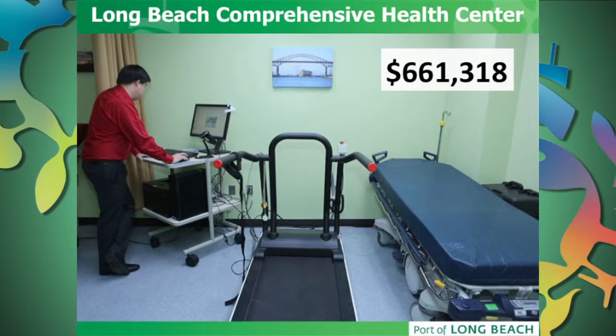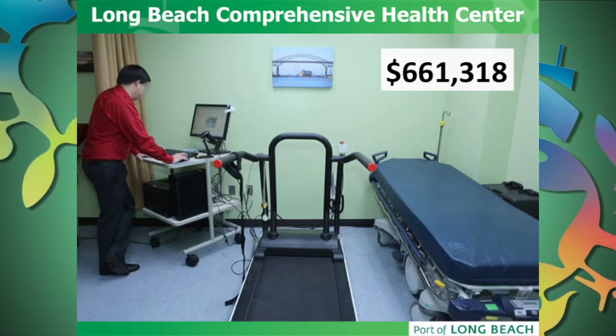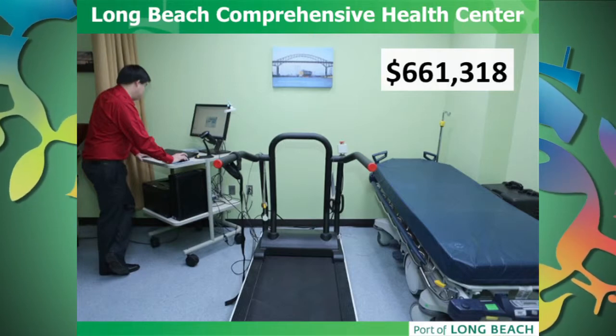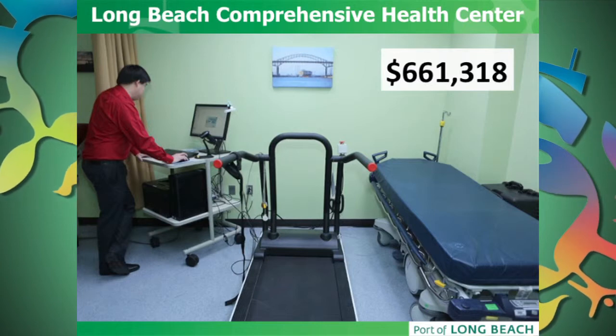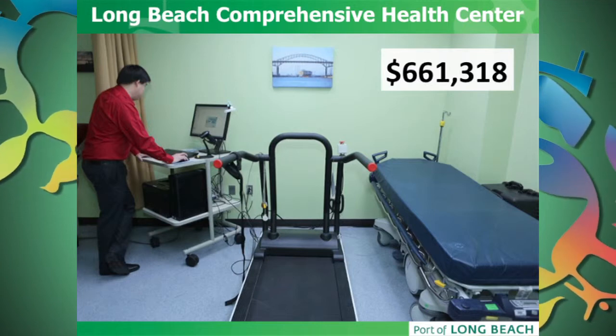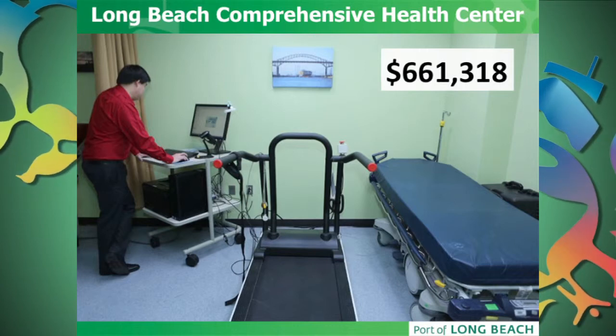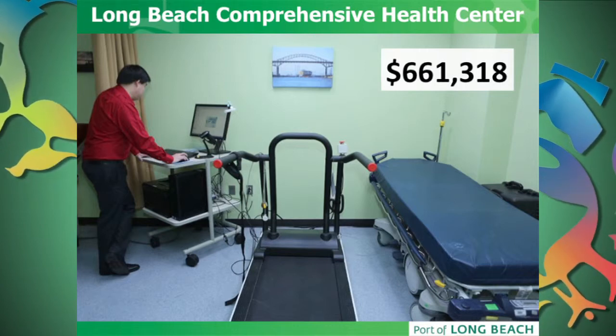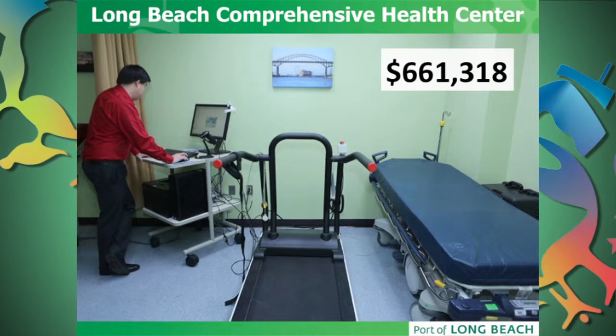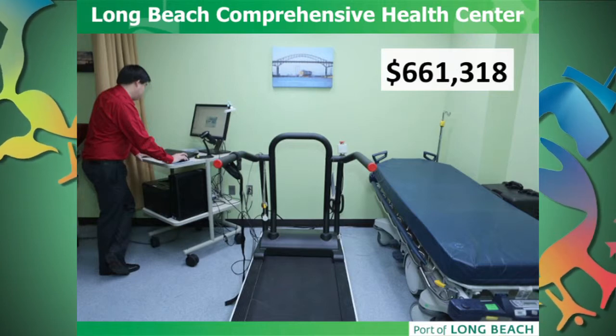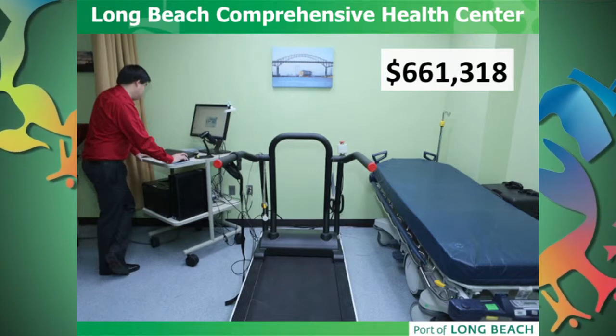The Long Beach Comprehensive Health Center is a county-run clinic, and they received about $660,000 to build a cardiopulmonary lab. So the money went primarily to equipment and things like stress tests and spirometers and EKG machines. And the intent of this project was to minimize wait times.